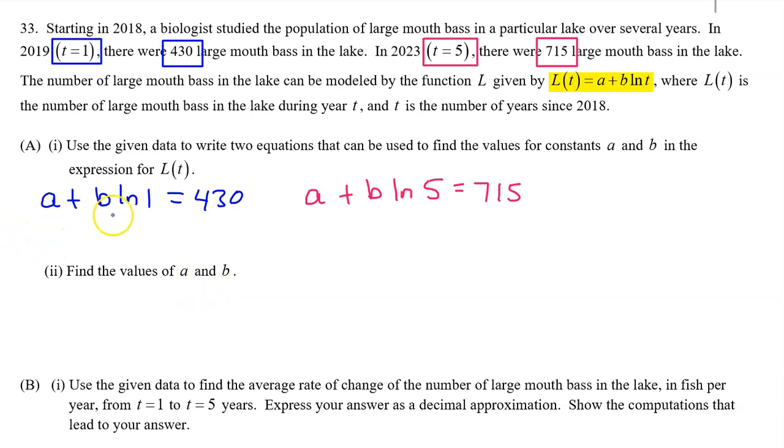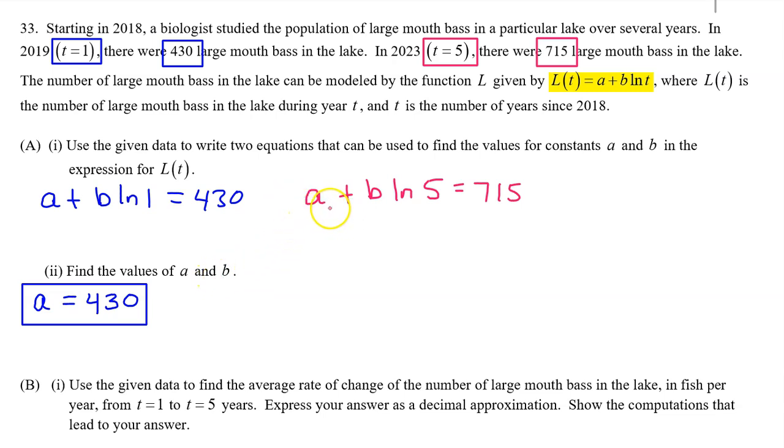So, looking at the first equation, natural log of 1 is 0. Hopefully you have memorized that. So this term is really 0. So the blue equation becomes a equals 430, and we have the value of a. Now we just need to use this to find the value of b.